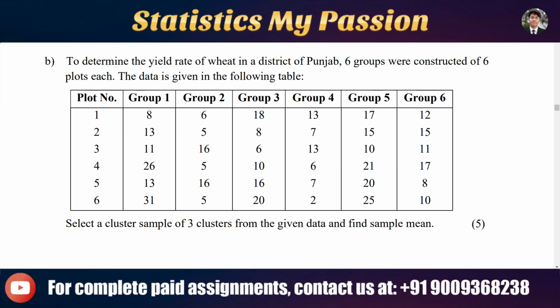So plot numbers 1 to 6 are given here, and group 1, group 2, group 3, group 4, group 5, group 6. Select a cluster sample of 3 clusters from the given data and find the sample mean. So in this one we will select a cluster sample of 3 and we will find the sample mean.